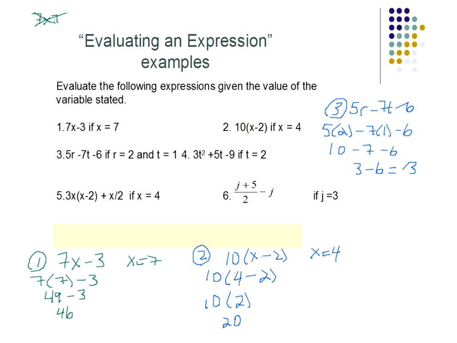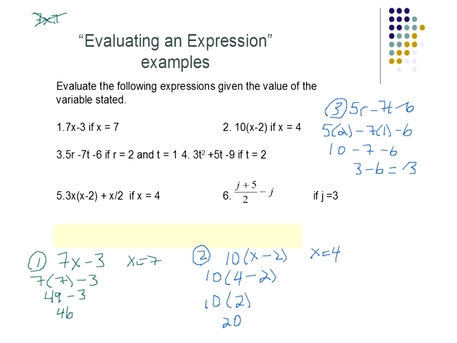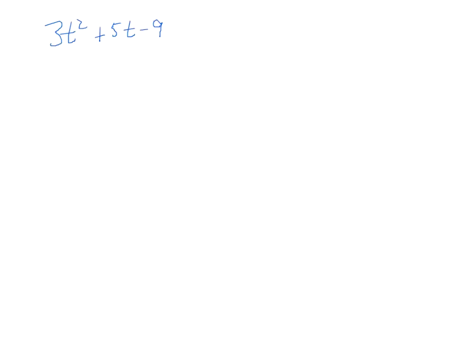So now I'll try this one. Let me get a new page here. So 3t squared plus 5t minus 9. And that's when t equals 2. So wherever I see a t, I'm going to plug in a 2.